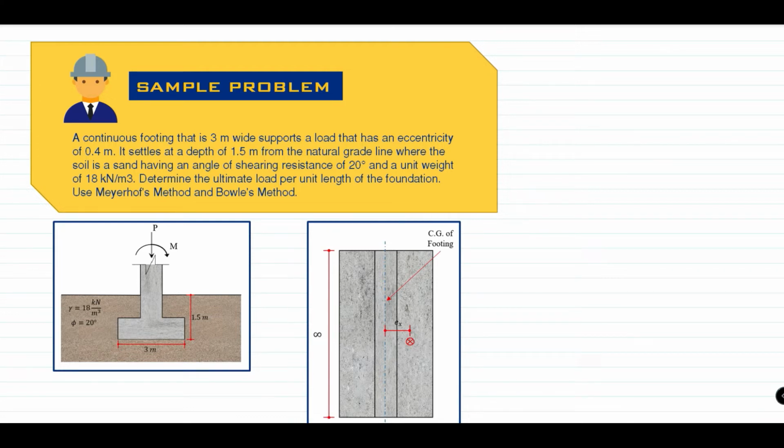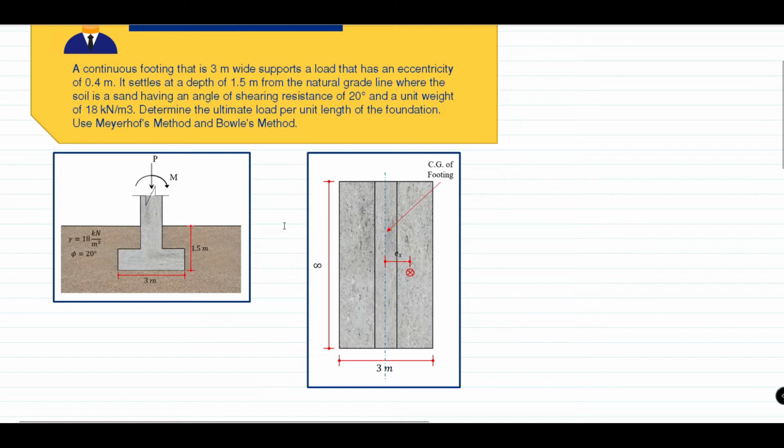And, it supports a load that has an eccentricity of 0.4 meters. So, yung eccentricity na yon is along the x-axis. Kasi hindi naman tayo pwedeng magkaroon ng eccentricity along its z-axis kasi infinite naman yung length doon. So, ang eccentricity natin is along the x-axis lang which is 0.4 meters. Yung footing daw settles at a depth of 1.5 meters below the natural grade line. So, ito siya.